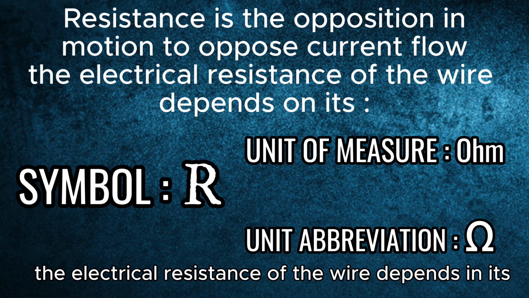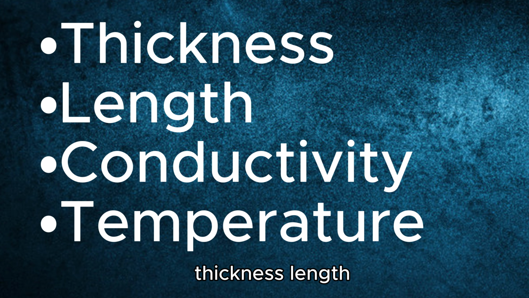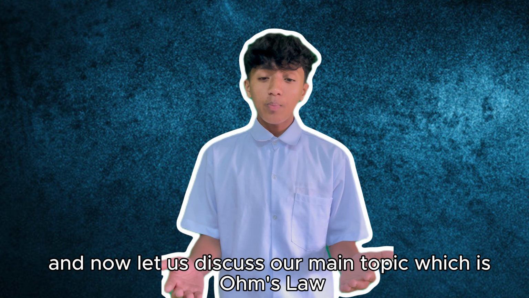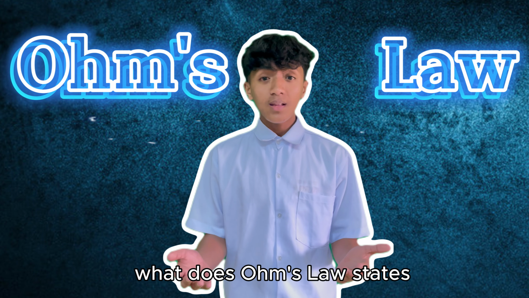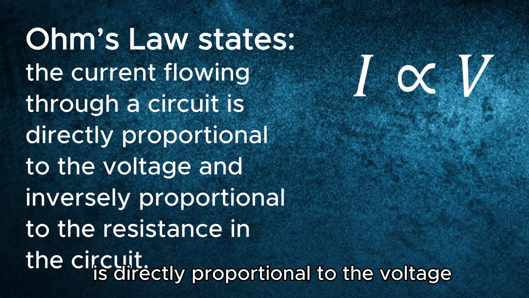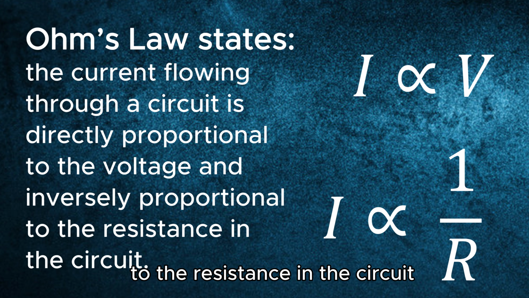The electrical resistance of the wire depends on its thickness, length, conductivity of materials being used, and temperature. And now, let us discuss our main topic, which is Ohm's law. What does Ohm's law state? Ohm's law states that the current flowing through a circuit is directly proportional to the voltage and inversely proportional to the resistance in the circuit.